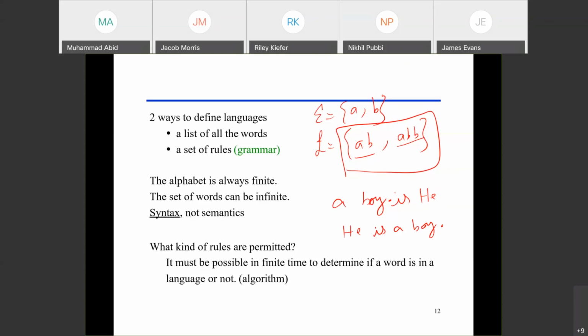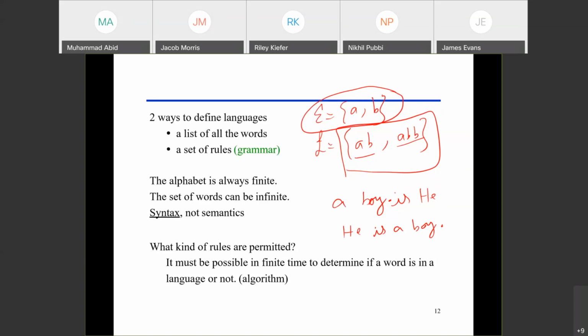So now some facts. The alphabet, your summation, will never be infinite. It will always be finite. The set of words that you make from this alphabet can be infinite. Say I want to create a language which always starts from letter A, and then I don't care what happens after that. You can make as many words as you want, so the words will be infinite.